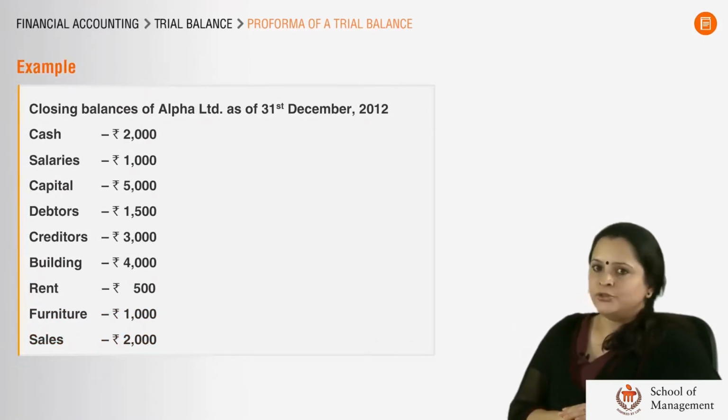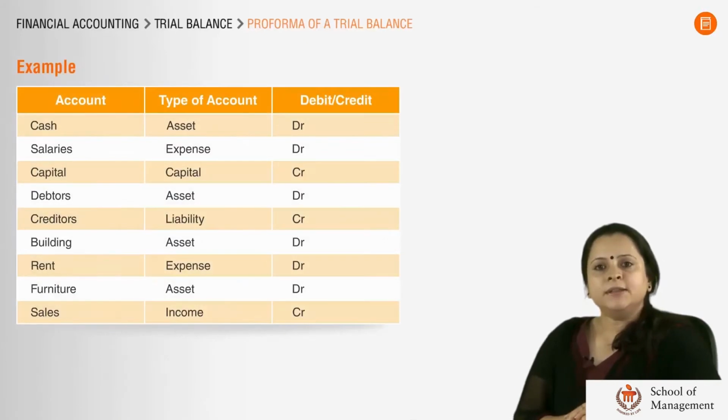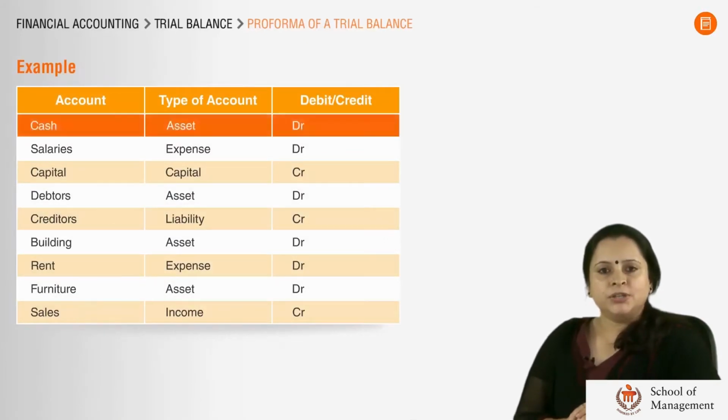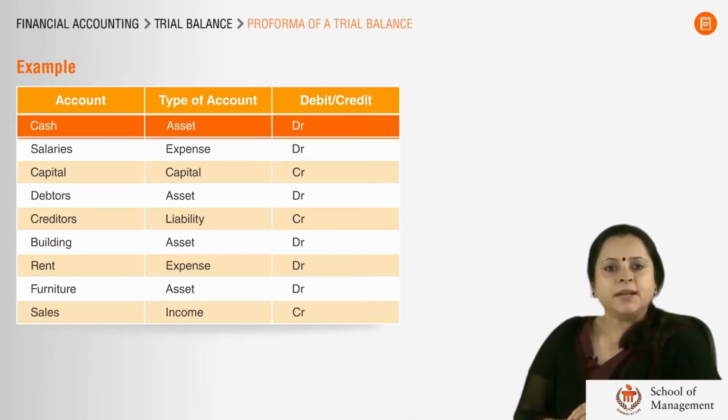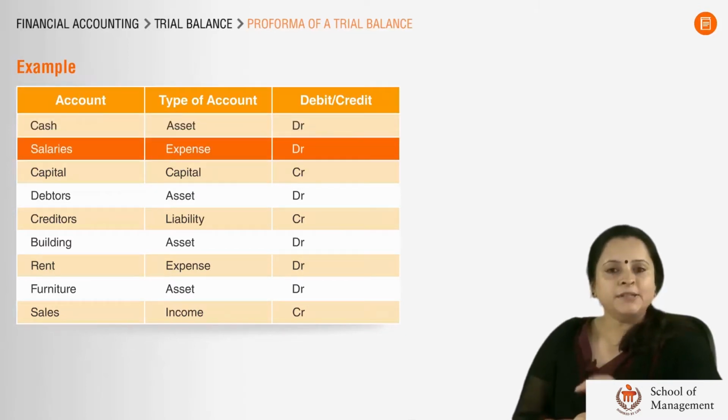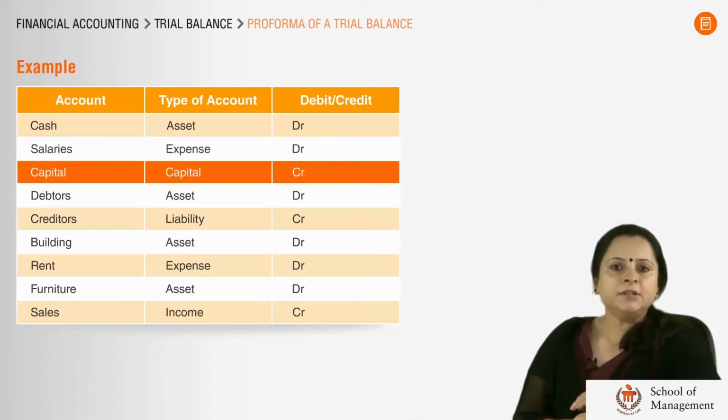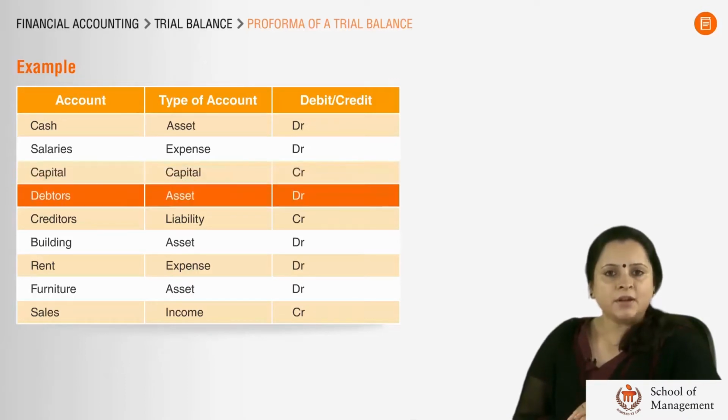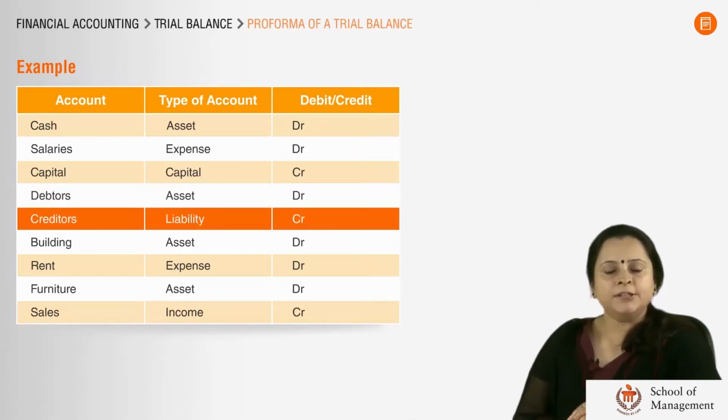Before we prepare the trial balance, let's analyze the accounts listed. Cash is an asset account and should therefore have a debit balance. Salaries account is an expense account which should also have a debit balance. Capital account, as we know, will always have a credit balance. Debtors account is an asset and should therefore have a debit balance. Creditors account is a liability and will have a credit balance.